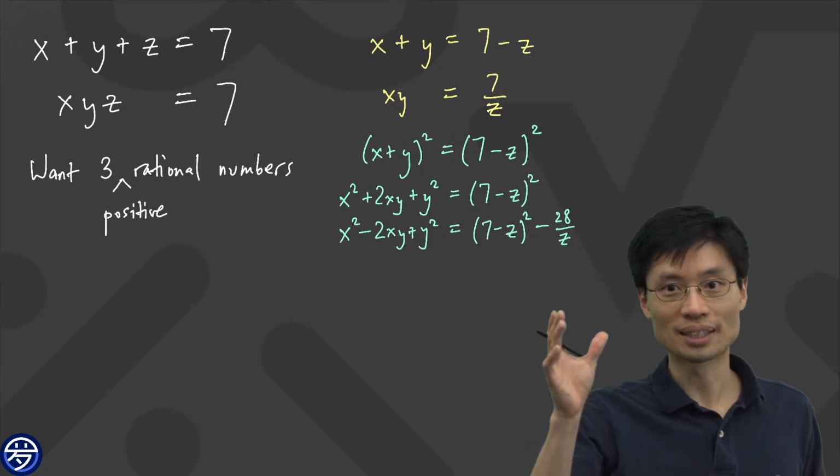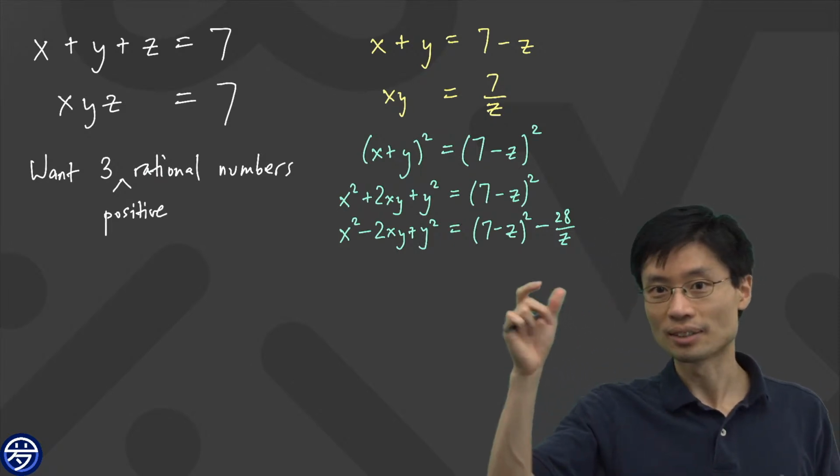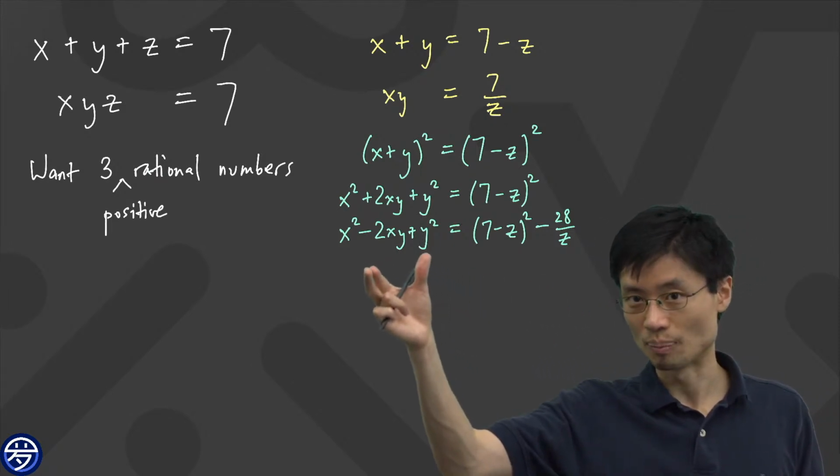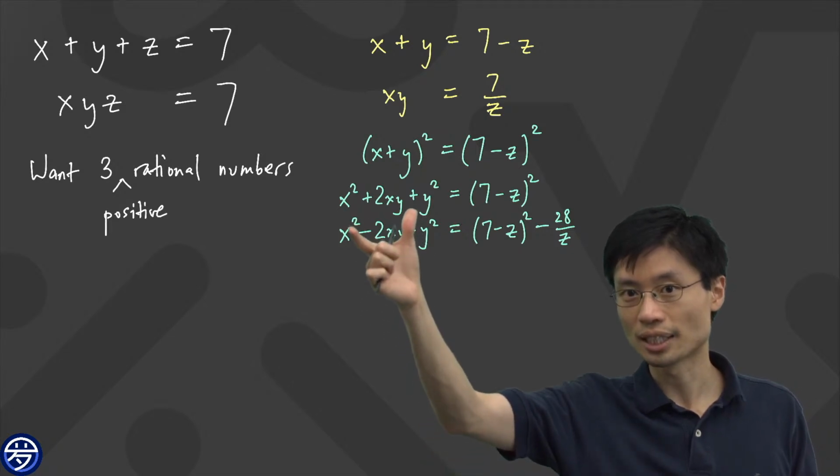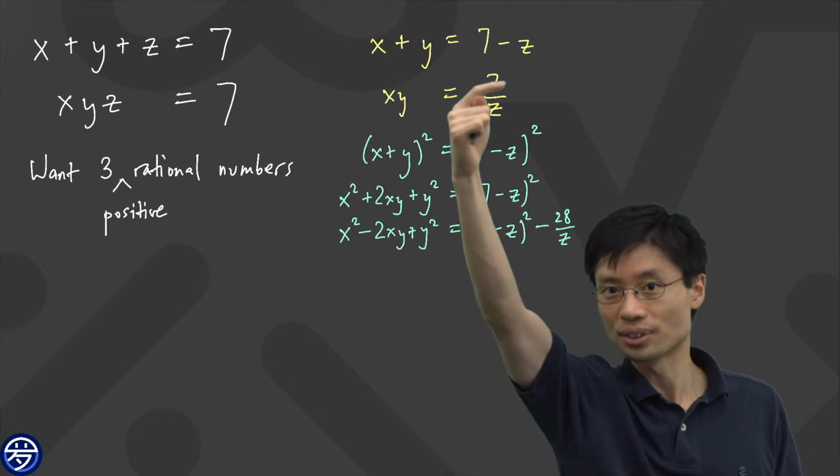Are people still with me here? So what I've just found out is that this thing here with the minus makes sense. I just take that guy minus 4 of those.